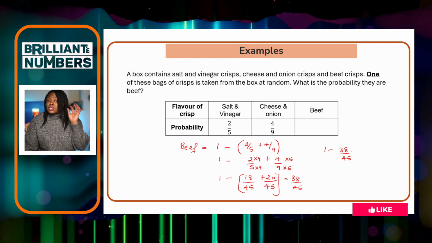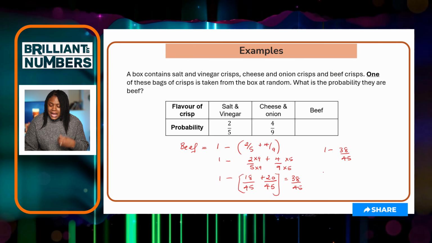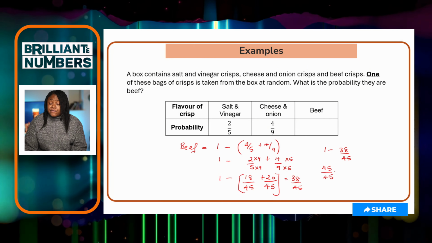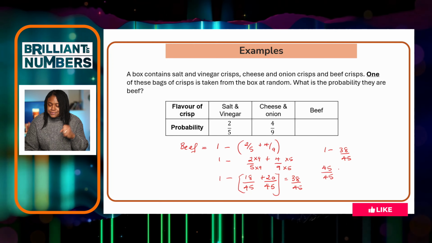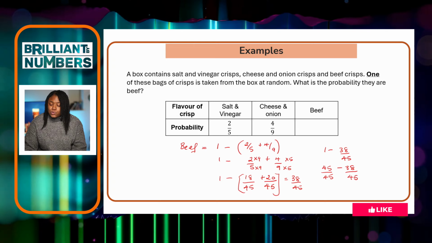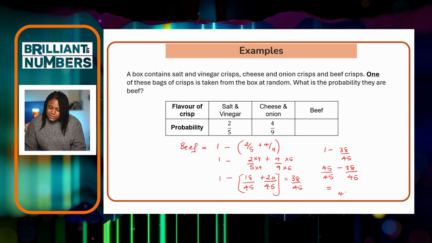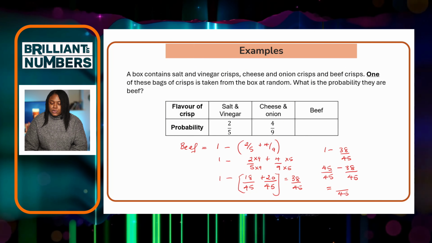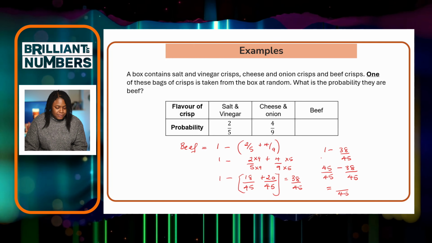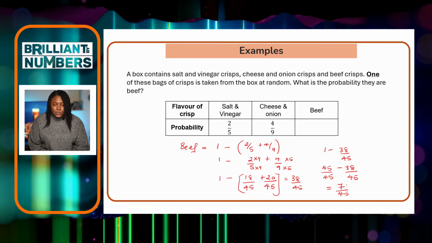38/45. Now, because I know my total part is 45, instead of writing 1, I could write it as 45 out of 45. So 45/45 is the same as 1. Makes it so much easier now to subtract 38/45 from that. So my denominator will remain the same. So let's rewrite that down. And then I'm going to do 45 take away 38, which then will give me 7. So that will be equal to 7/45.